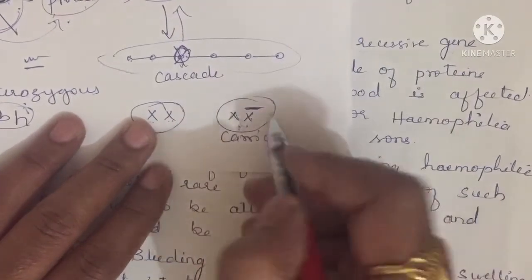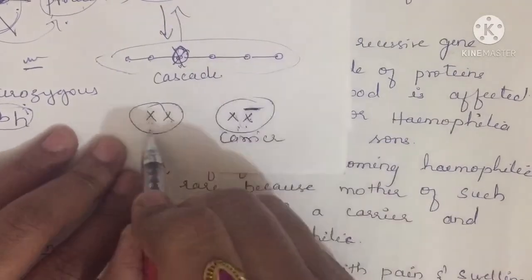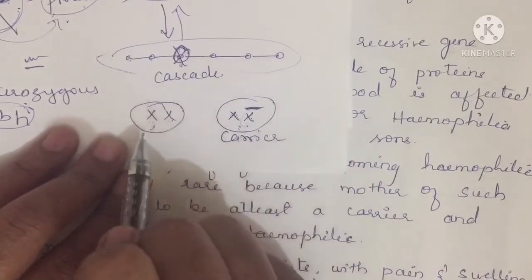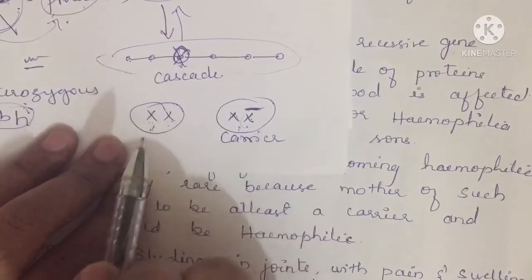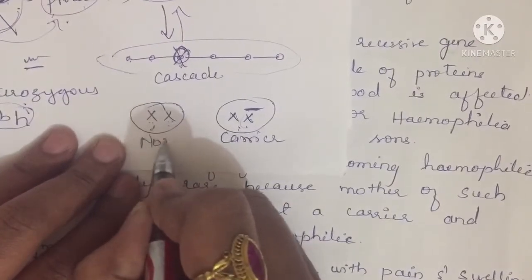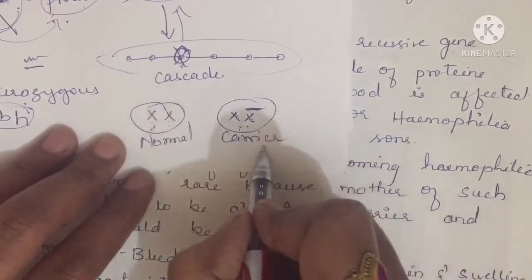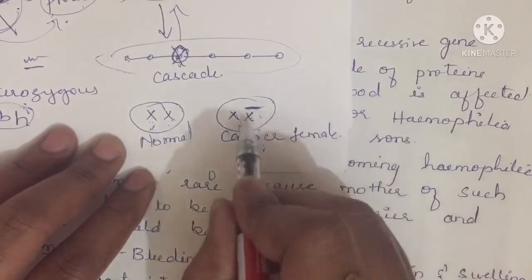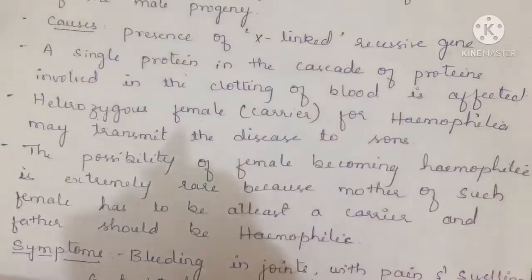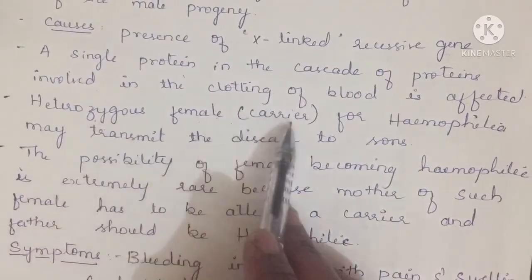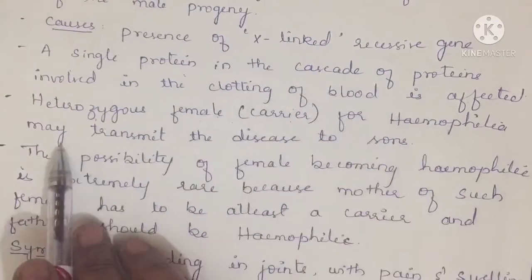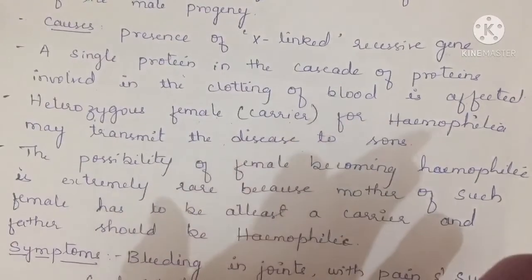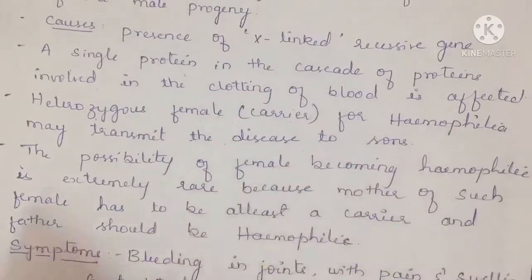What is she carrying? She is carrying a defective gene. Is she carrying a defective gene? No, she has both X chromosomes normal. So we can say this is a normal female, and this one is a carrier female. What is she carrying? She is carrying a defective gene. A heterozygous female carrier for hemophilia may transmit the disease to sons. How is it? I shall show you.